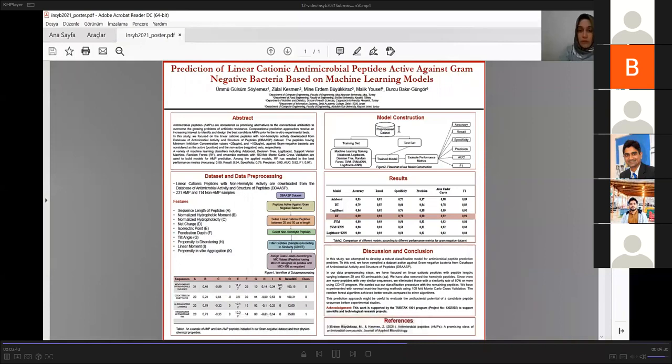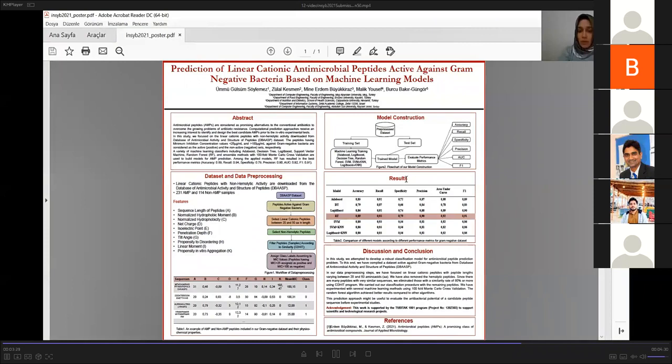Then we construct our model. We separate our data set as training set and test set. 90% of our data set is referred to as the training set, and 10% as the test set. Then we applied classification machine learning models on the training set. These models are AdaBoost, LogitBoost, decision tree, random forest, support vector machine, and these two stack learners. Then after we trained our model, we applied our test set on this trained model and we evaluate our performance metrics. And these are the performance metrics that we used in our project.